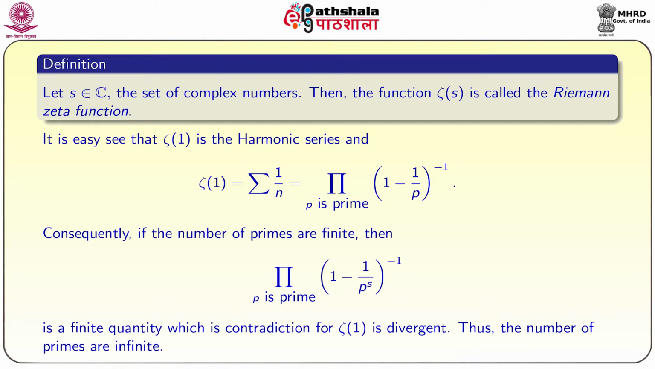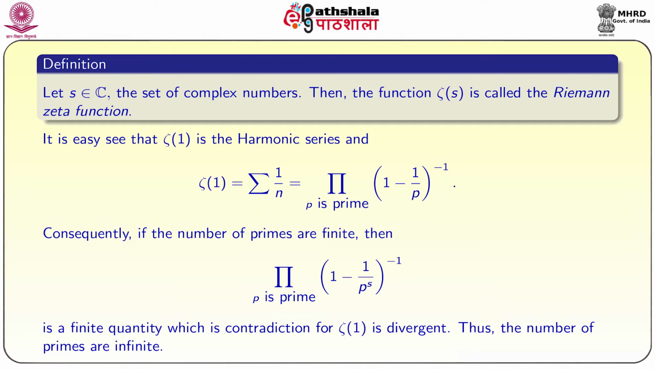So, this shows that the number of primes is infinite. Let us repeat. Consequently, if the number of primes is finite, then the product over primes p of (1 minus 1 by p to the power s) is a finite quantity, whereas zeta of 1 is an infinite quantity, which is divergent. So, this shows that the number of primes is infinite.